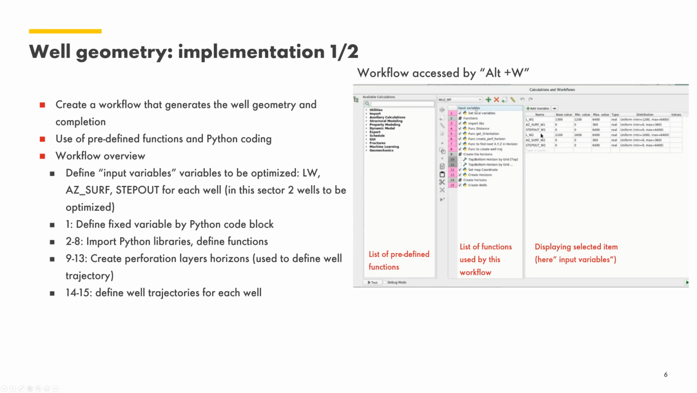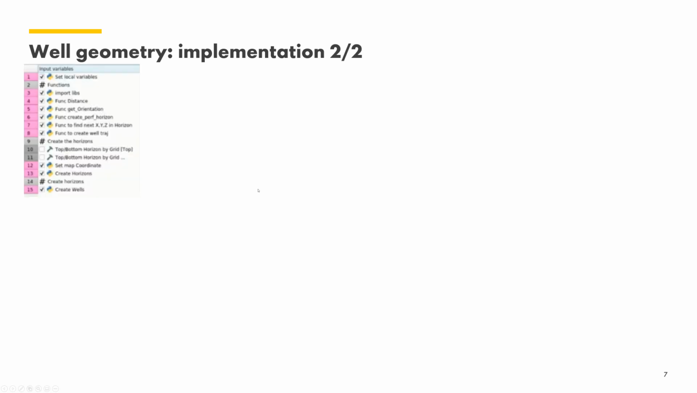And the first block of this workflow is the input variable. So in here, you will put variables that you want to vary later on when you do the optimization. So in this case, we had 2 wells, and I named the variables for the length, the azimuth, the surface, and the step out.